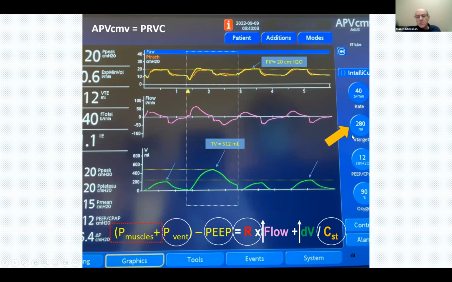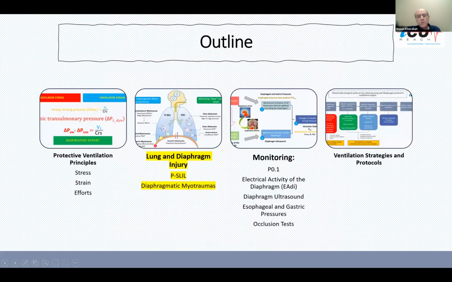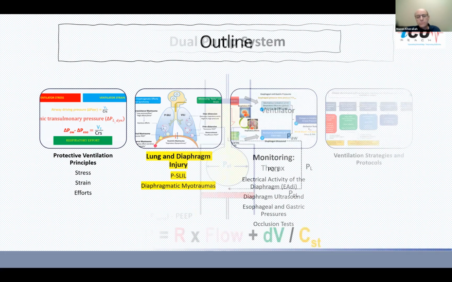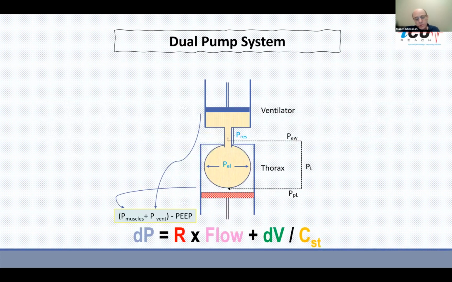Then what is the target for protective lung strategy? This is not protecting the lungs here. And that's why it's very important to take a look at how the injury happens. I'm going to present this, and I'm going to use some new terms actually. They may look complicated, but I'll try to simplify them.